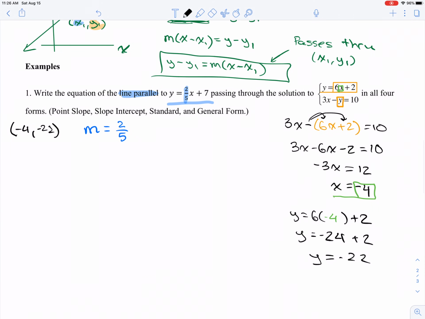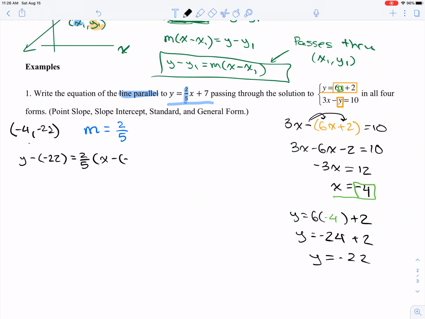Okay. All right, so again, I think about the ingredients here. We have a point and a slope. So that's going to be y minus the y coordinate equals m times x minus the x coordinate. So every equation of a line has to have the variables y and x. So if we do that, we get y plus 22 equals 2/5 times x plus 4.